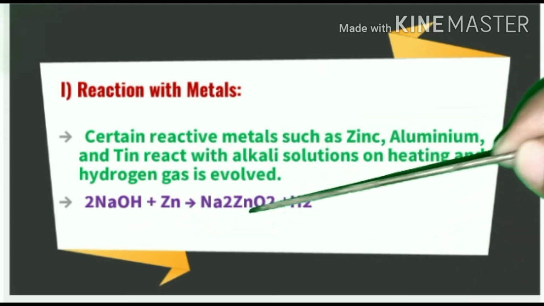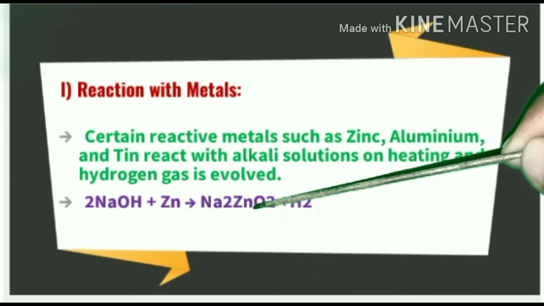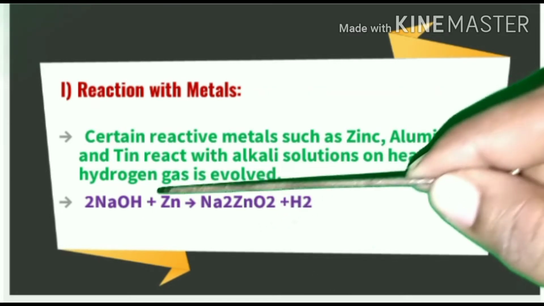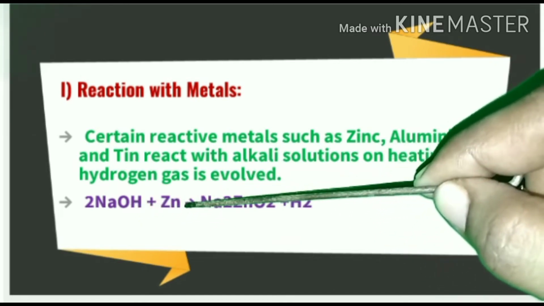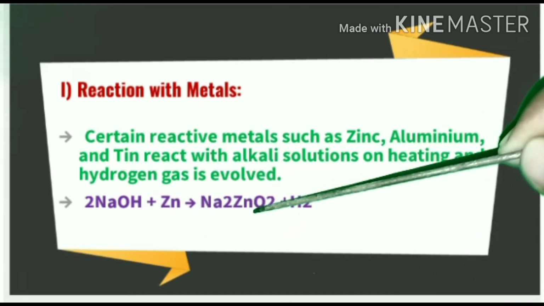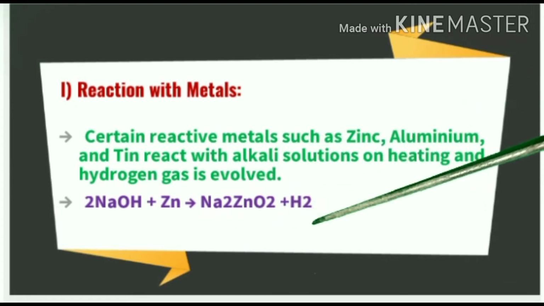Here the salt formed is sodium zincate. The name of the salt is sodium zincate. So sodium hydroxide, which is a base, reacts with the metal zinc to form sodium zincate salt and hydrogen gas. So write the products under the equations, children. It is very, very important.